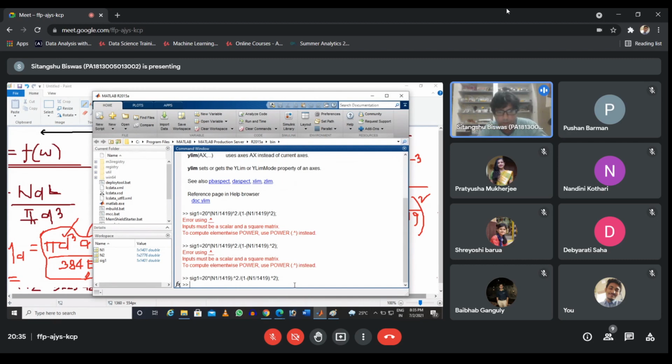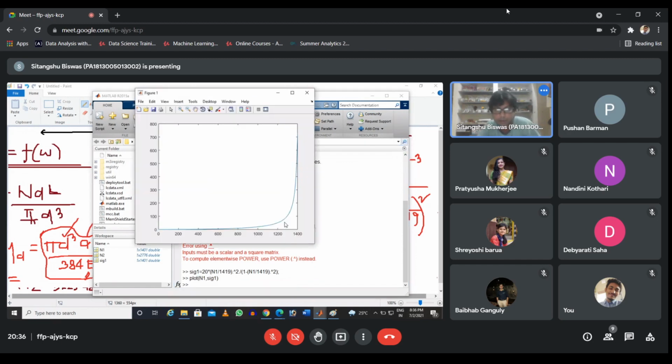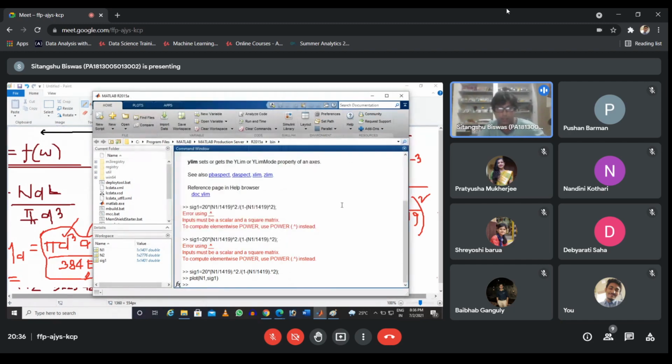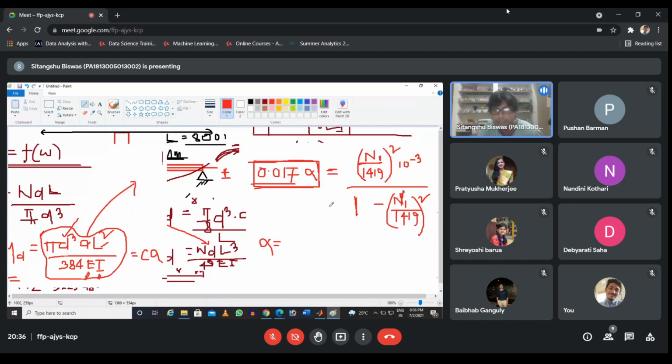Okay, so now if I plot n1 comma sigma 1, what we will get? See, we have got a thing like this. Later on we will do that. Now we will make sigma 2. As I told, sigma 2 will be negative. When you take positive, it has come like this. If I take negative, this will be plus and this will be minus, simply.